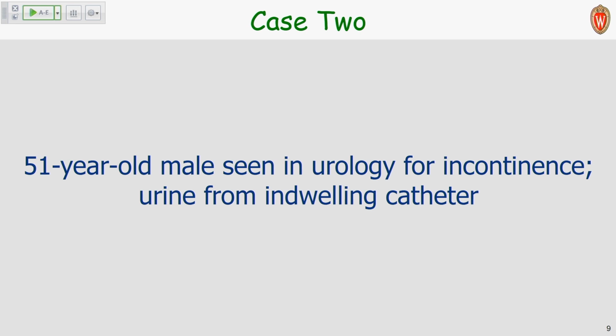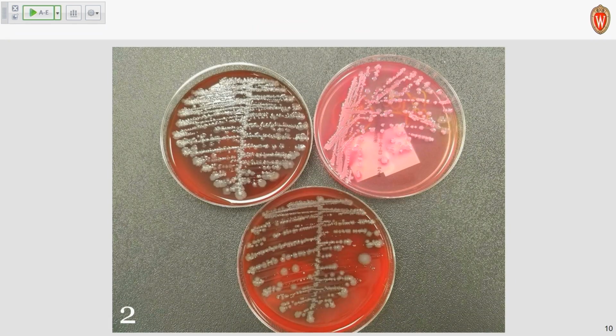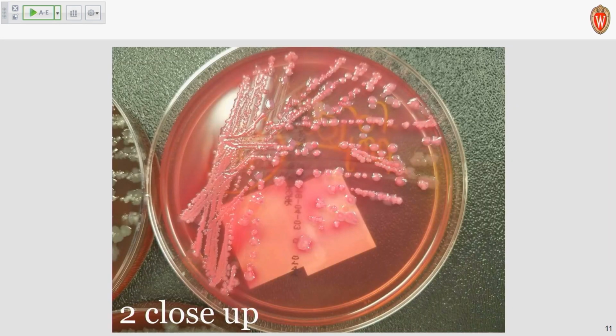Case 2. Now we have a 51-year-old male seen in urology for incontinence. This is a urine from an indwelling catheter. There we've got a lot of growth, mixed colony types on all 3 of our agar plates. I think there's going to be a close-up of the McConkey on the next slide. You may not be able to see it here, but there are, in my opinion, 2 types of hot pink colonies, and in addition a clear one, the non-lactose fermenter.